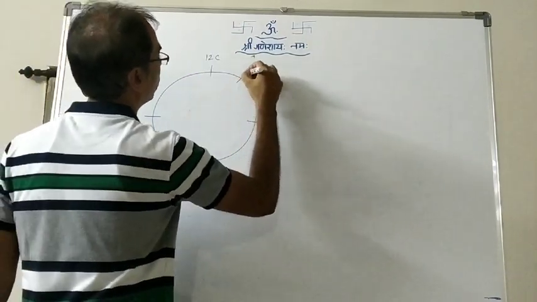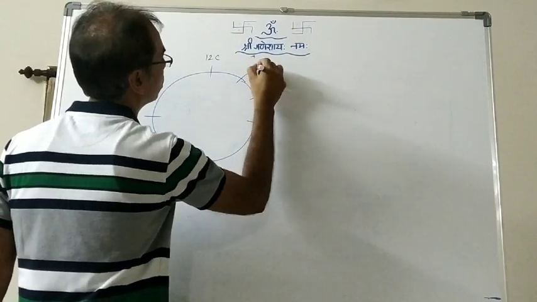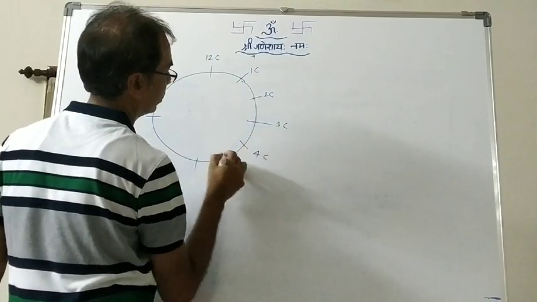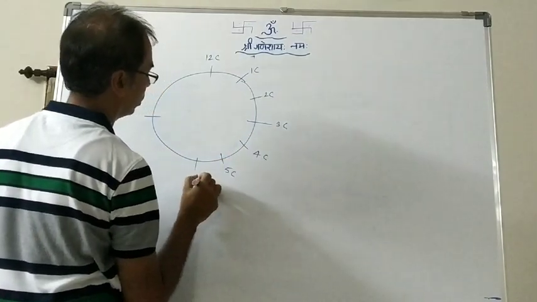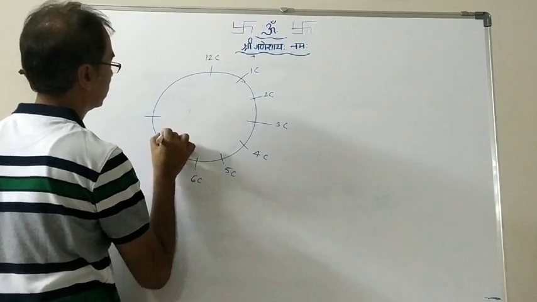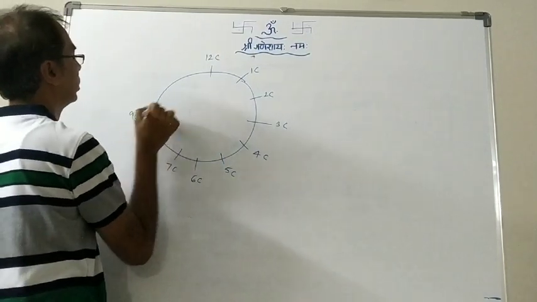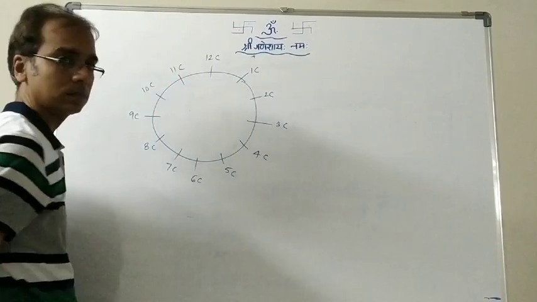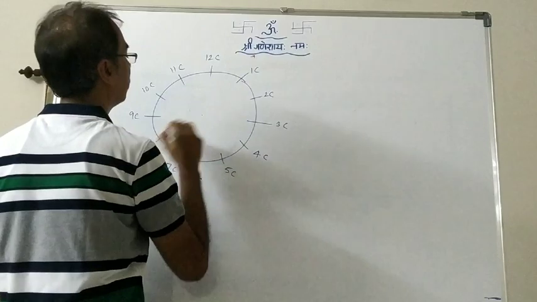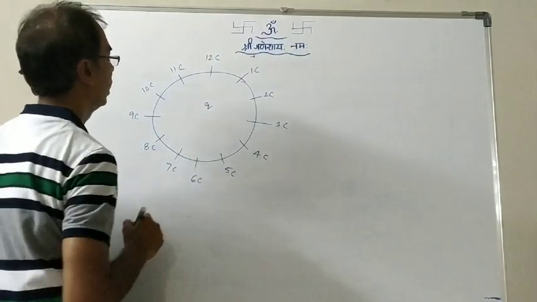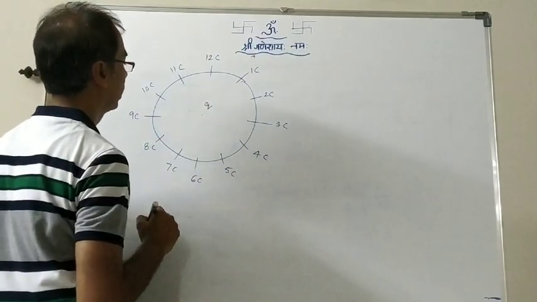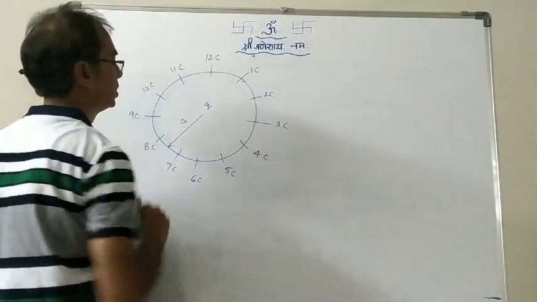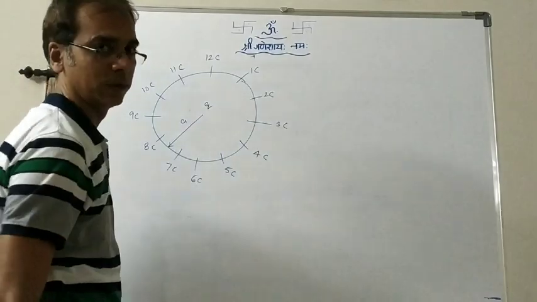12 coulomb, 1, 2, 1 coulomb, 2 coulomb, 3 coulomb, 4 coulomb, 5 coulomb, 6 coulomb, 7 coulomb, 8 coulomb, 9 coulomb, 10 coulomb, 11. Okay, and here I am keeping a charge again Q, and the radius you can take as A. The radius is A only. We have to find the net force on charge Q at the center.